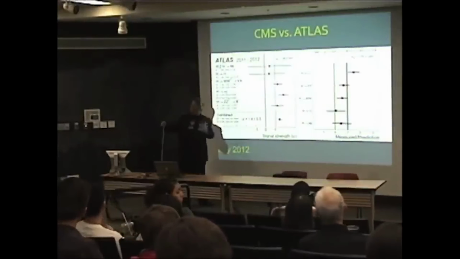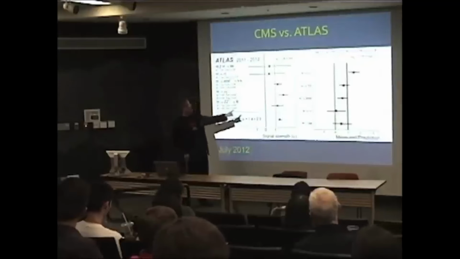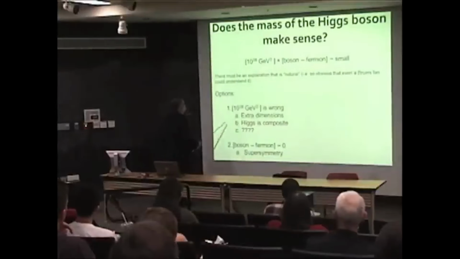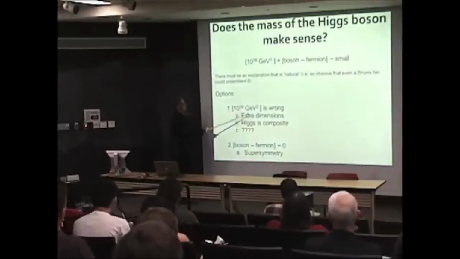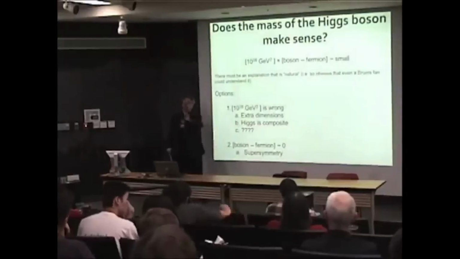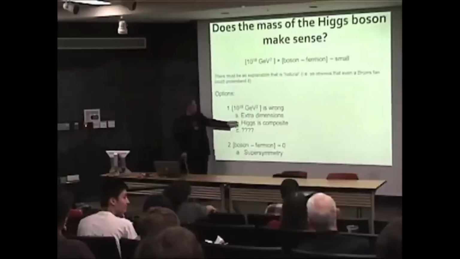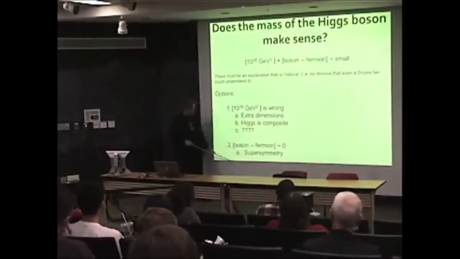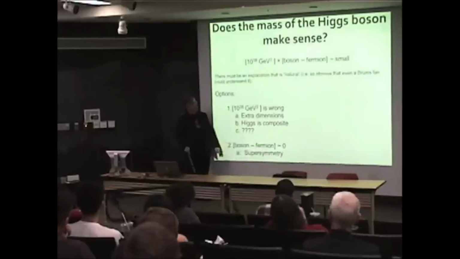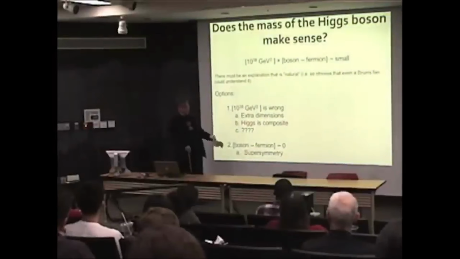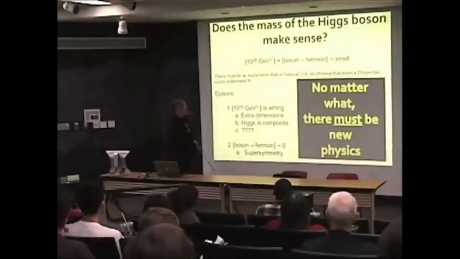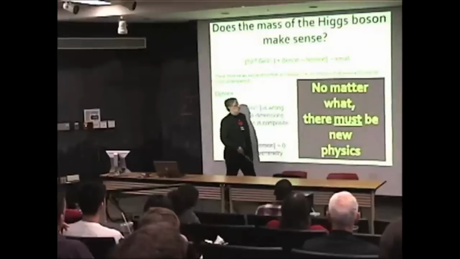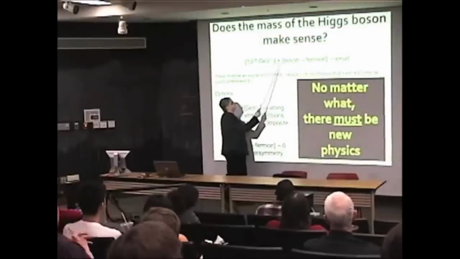But if you have to really learn statistics, if you're going to do particle physics, you have to take this kind of data and come up with an answer from it. So there are some options. It could be that this 10 to the 38 GeV thing is wrong, or the Higgs boson has stuff inside it, like a proton does, in which case the standard model breaks. Alternatively, this boson minus fermion thing is equal to 0. And one way to do that is this theory called supersymmetry. This, however, is an absolute screaming idea that no matter what, the small mass of the Higgs boson means there must be new physics, and it's in these two terms.